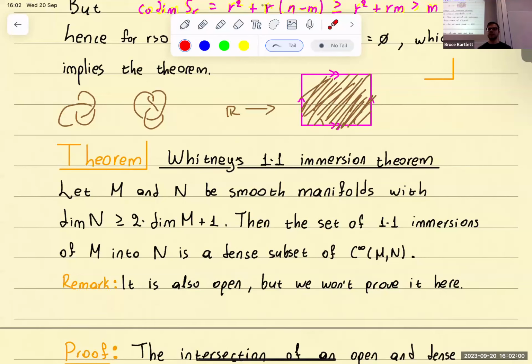Very good point. So if we want to be able to do so for knotted spheres, we're going to have to live inside R5. If we want a similar situation.